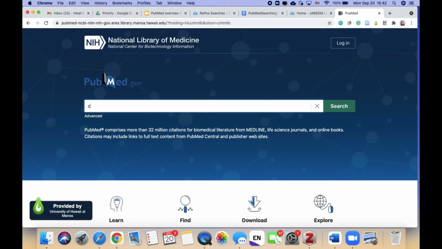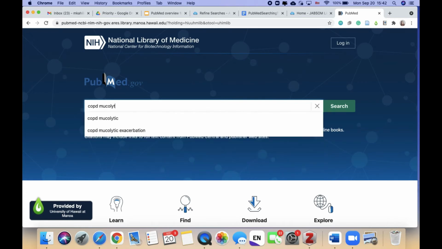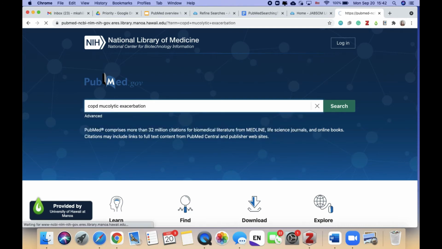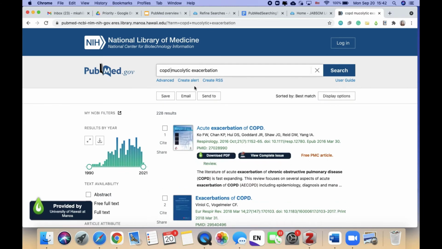Okay, so in PubMed, I'm searching for COPD, mucolytics, and exacerbation. There we go. Okay, and it's the same as this. It's the same as and.